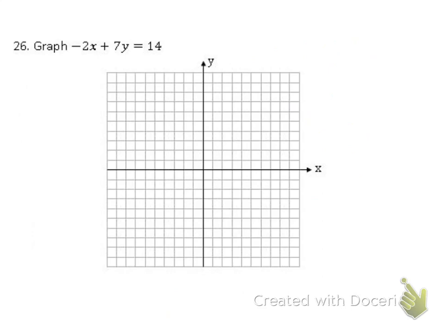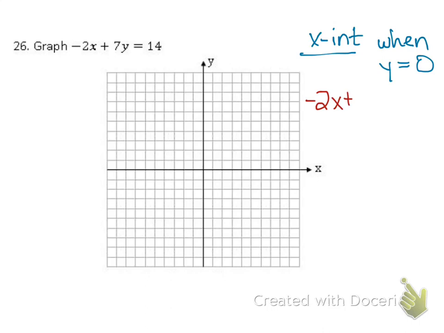Problem 26 asks the same thing as problem 25 does. We need to graph the equation negative 2x plus 7y equals 14, and we'll use the same method. We'll find the x-intercept first and then the y-intercept. To find the x-intercept, we plug in 0 for y.